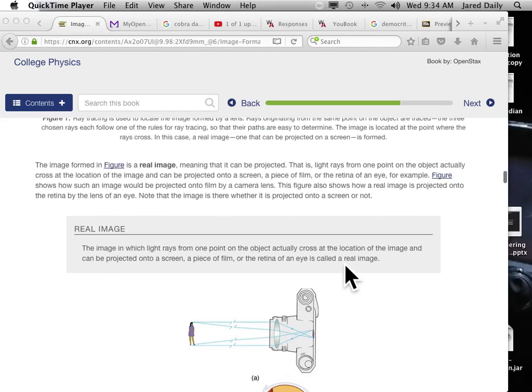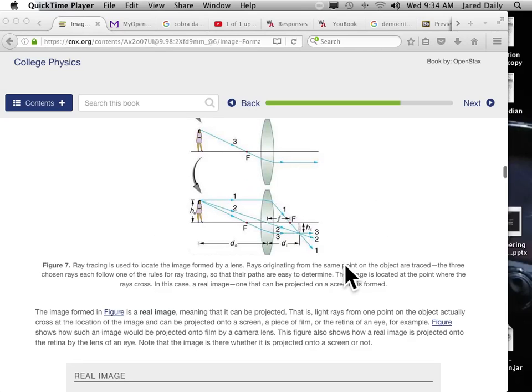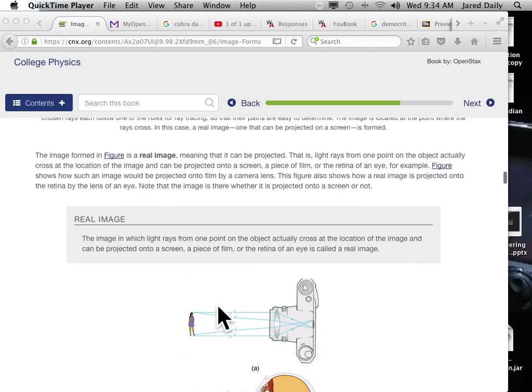So anyway, this is what we call ray tracing. And by doing this ray tracing very carefully, measuring distances very carefully, using a ruler and everything, you can actually predict where an image will show up pretty well. It's actually a pretty effective method.